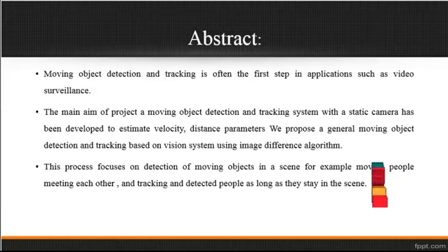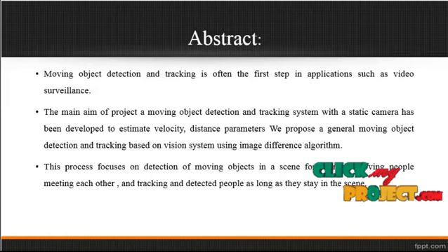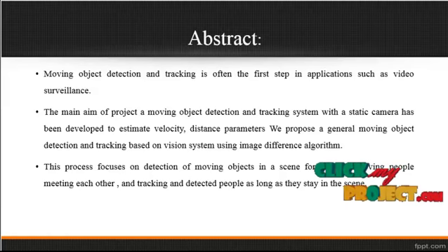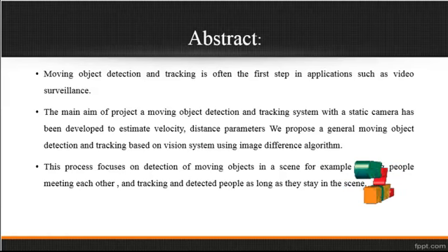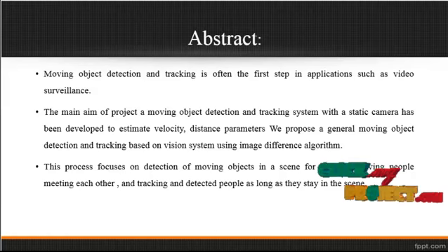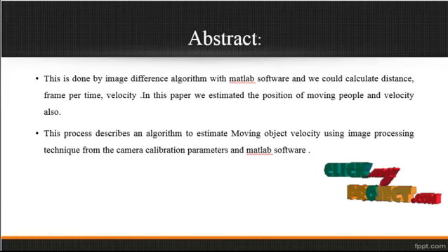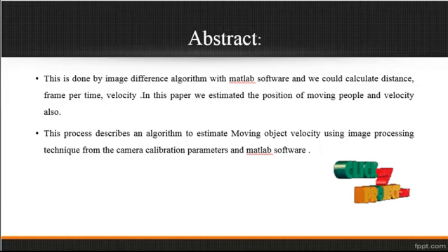This project focuses on detection of moving objects in the scene video, for example moving people meeting each other, and tracking and detecting the people as long as they stay in the scene. It is also well suited for the tracking and detection of moving objects like persons or any other vehicles. This is done by an image difference algorithm with MATLAB software, and we can calculate the distance, frames per time, velocity, etc. In this paper, we estimated the position and velocity of the moving people.